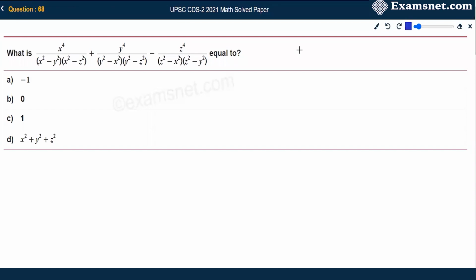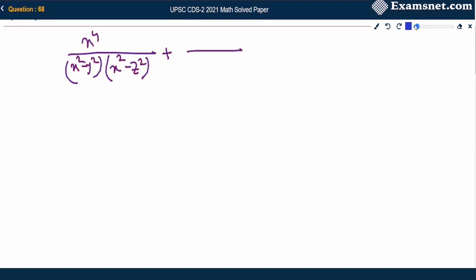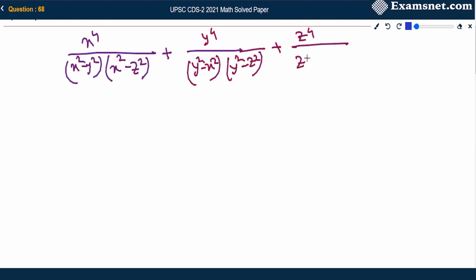In question number 68, we are given a expression and asked for its value. First of all, just make a correction. It will be plus. Okay. So now let's start simplifying the given equation. So here, this is the equation: x to the power 4 by x square minus y square, x square minus z square, plus y to the power 4 by y square minus x square, y square minus z square, plus z to the power 4 by z square minus x square, z square minus y square.